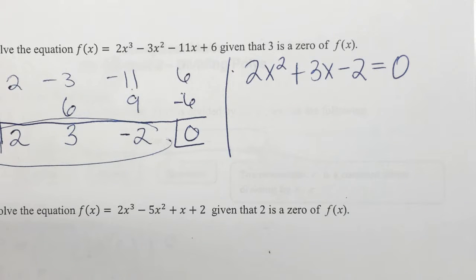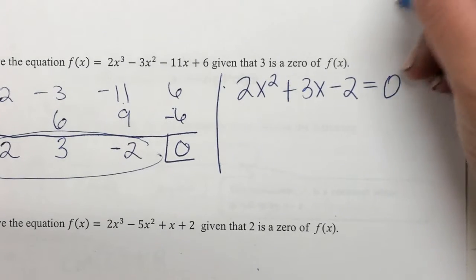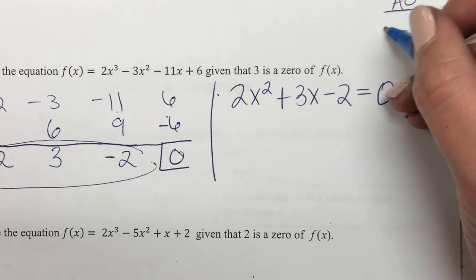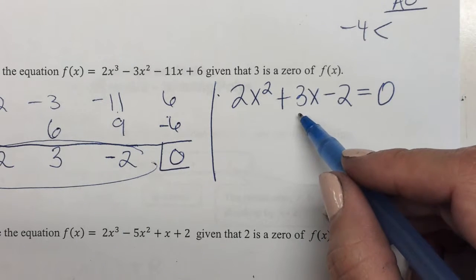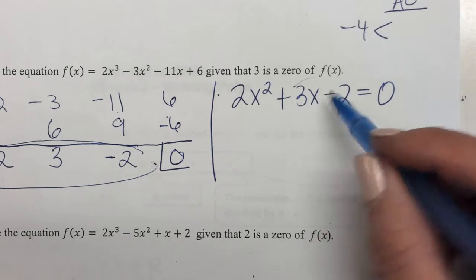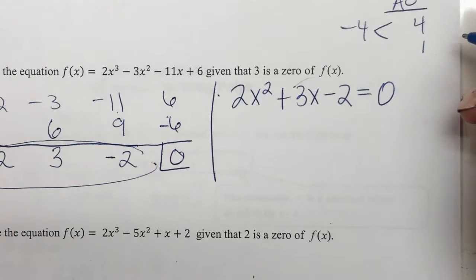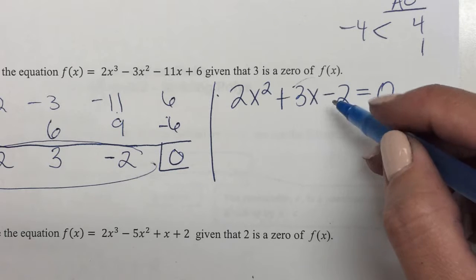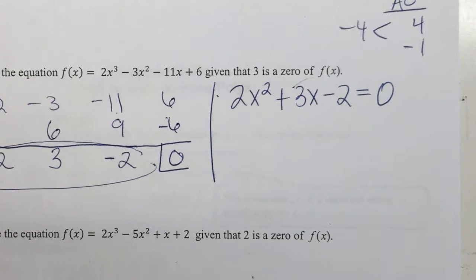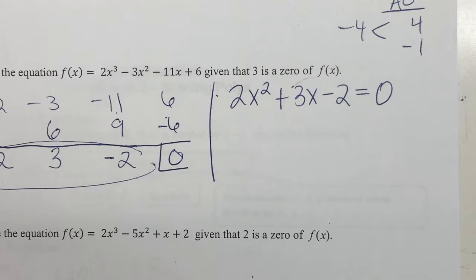Alright, Amber, what do we do with this? You have to do the AC thing. That's going to make what? What are factors of -4 that are going to add to get this? 4 and 1. 4 and 1, but which one's negative? You should put the 1 negative. That would make -3. Yes. Everybody see why we put the 1 negative, not the 4?